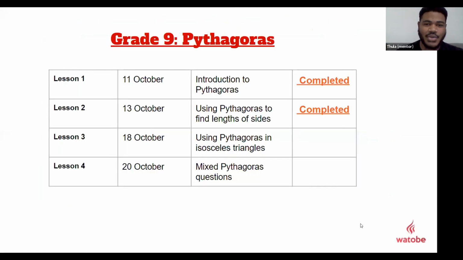And just before I let you go, our next lesson is on the 18th of October. I've already said that on Monday, and we'll be using Pythagoras in isosceles triangles. So triangles with 2 equal sides. So make sure that you prepare however you can with that, but just come to the lesson, even if you haven't done it in school.